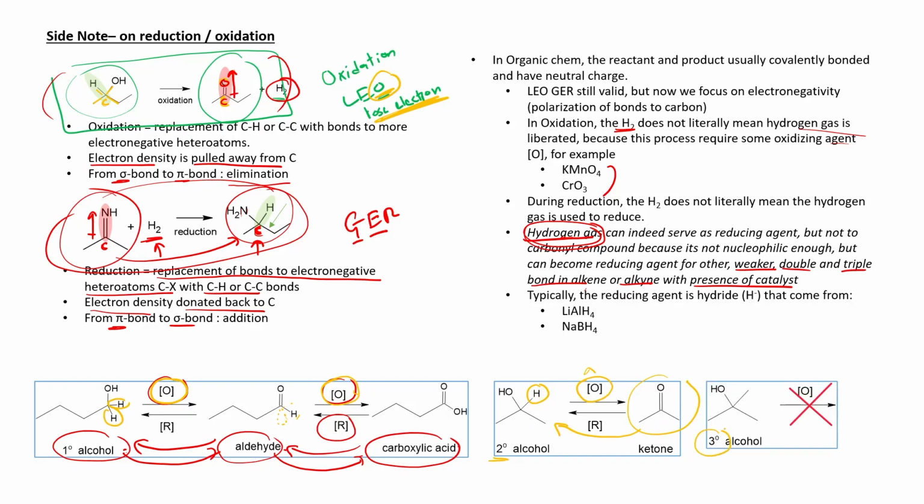But if you use tertiary alcohol, this is not hydrogen, this is not hydrogen, this is not hydrogen, these are alkyl groups. This is CH3, CH3, CH3. So there is no hydrogen for this alcohol to lose, so it cannot undergo oxidation.